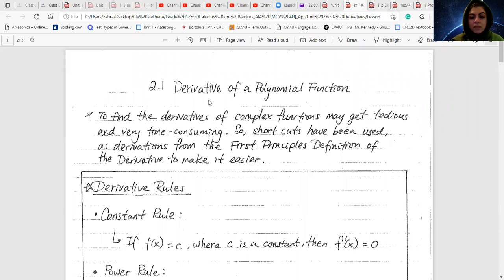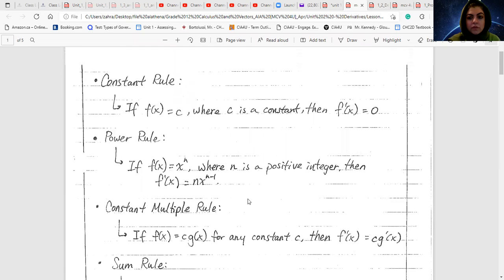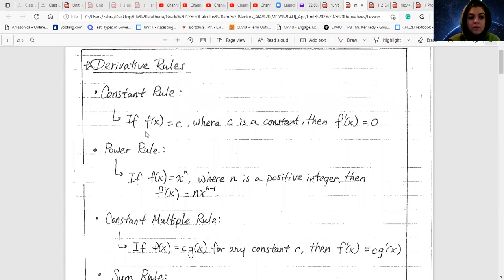Okay, so here is the second unit, 2.1, derivative of a polynomial function. Derivative of a polynomial function, we apply a rule. What is the rule? If you have f of x equal to x to the power of n, n is a whole number 1, 2, 3, or any fraction, 1 over 2, 1 over 3, is a number, right?